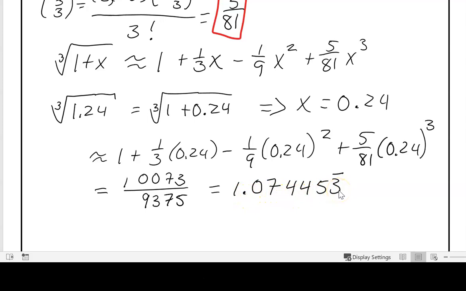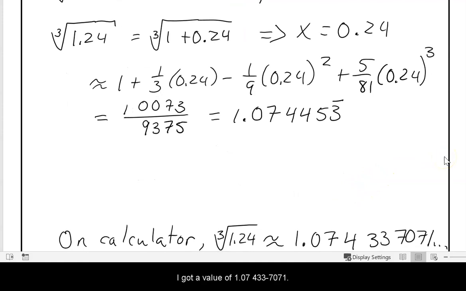1.074453 repeating. Just for fun, I plugged the cube root of 1.24 into my calculator to see how this compared. I got a value of 1.074337071 with a continuing number of decimals after that. You'll notice that these agree at least up to 3 decimal places of accuracy. And in fact, this is pretty amazing considering that I only used 4 terms from this binomial series to do it.